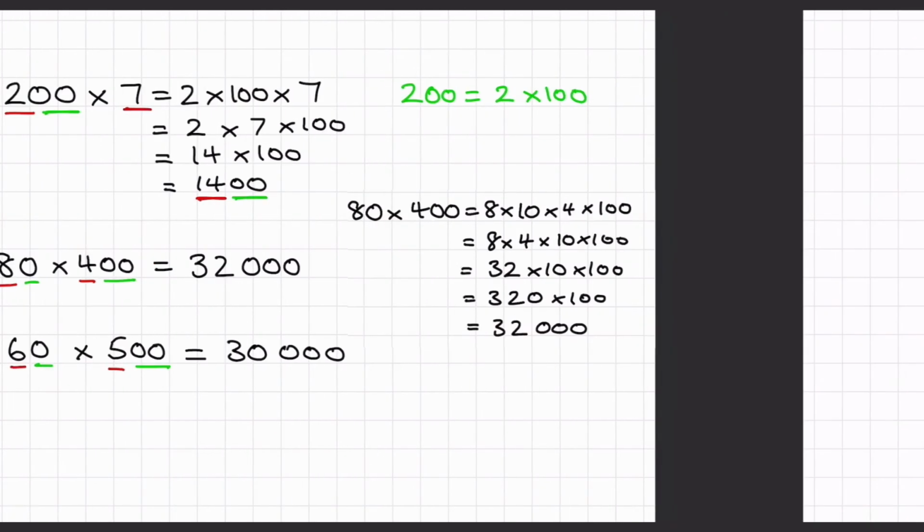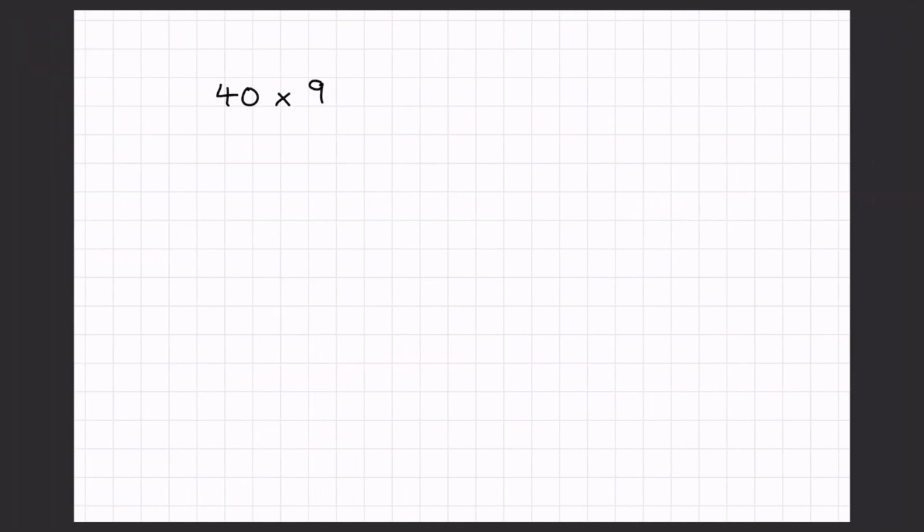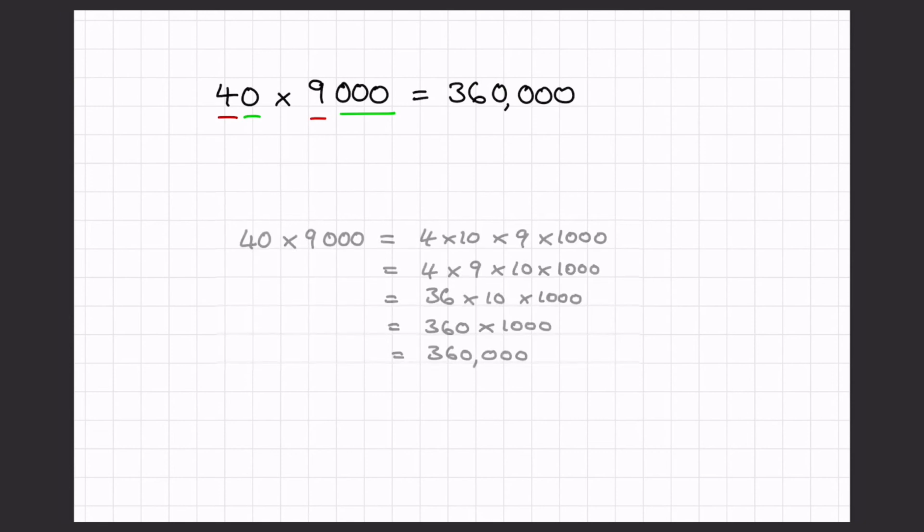And then finally, we've got 40 multiplied by 9,000. So we do the 4 multiplied by the 9, which is 36. Now remember, we've got 4 lots of 10, so we're going to be multiplying by 10, represented by this naught here, and then we're going to be multiplying by 1,000, represented by these 3 noughts here. So we have the 36, then we're going to multiply by the 10, and then we're going to multiply by the 1,000. So we end up with 360,000. And there's the calculation broken down for you.